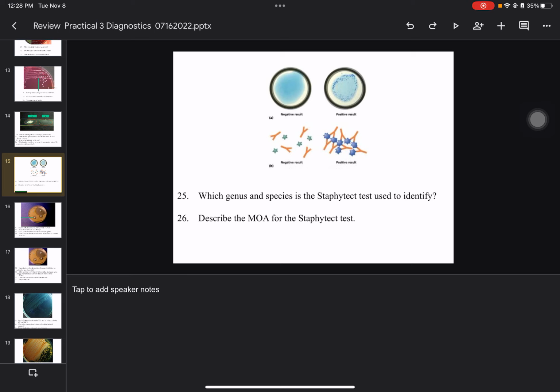So the Staphylotech, what species is it used against? Staph aureus. Only Staph aureus. What's the mechanism of action for the Staphylotech test? Agglutination. True, but the mechanism is what's going on. Antigen antibody. Correct. So the agglutination is the result, and the mechanism is the antibody antigen reaction.